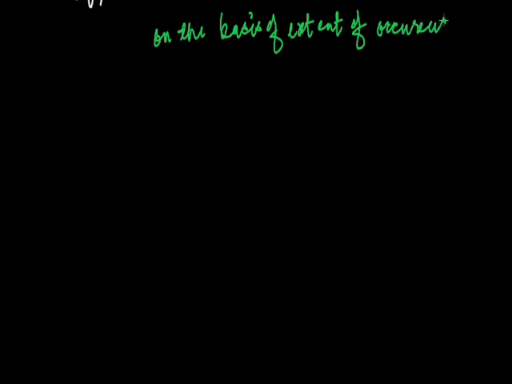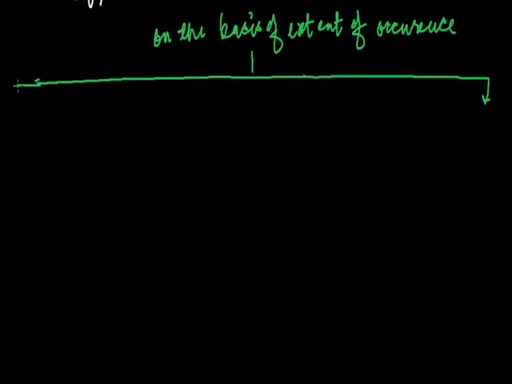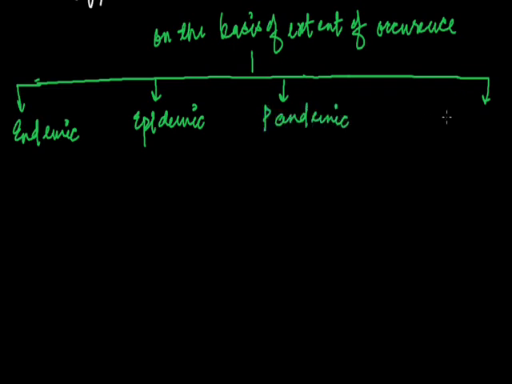Now we would categorize disease on the basis of extent of occurrence. So four types. First is endemic disease. Second, epidemic. Third, pandemic. And last one is sporadic. Now we'll define these one by one.